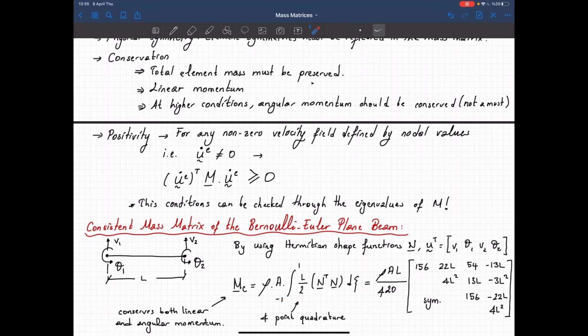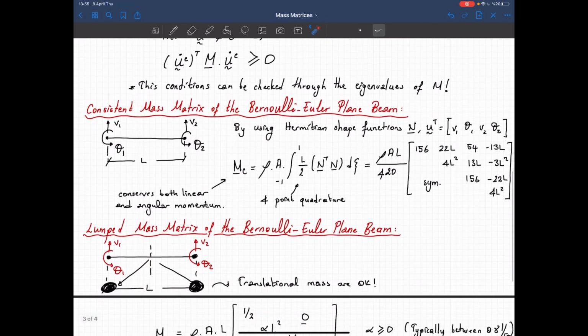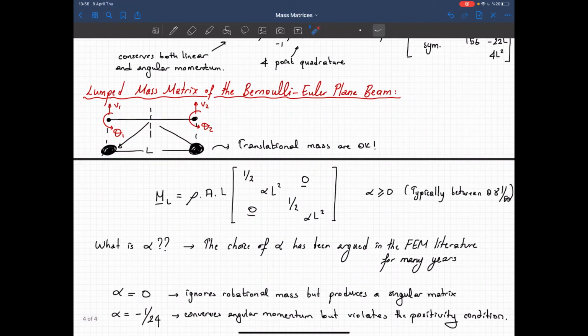Now evaluating it for two-dimensional finite elements is exactly the same approach. You have the shape functions and you evaluate the consistent mass matrix. What to do with the rotational masses is always a problem, especially in the plate bending elements. What should be the mass matrix for these rotational degrees of freedom is an issue. The lumped mass matrix, again, if you have a two-dimensional element, you just calculate the corresponding volume for each node and use it as a lumped mass matrix.